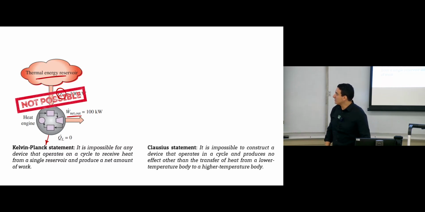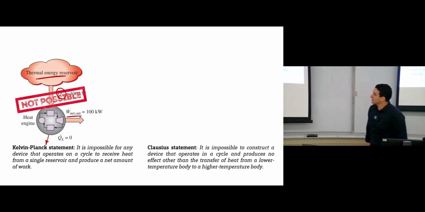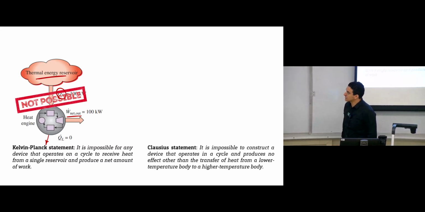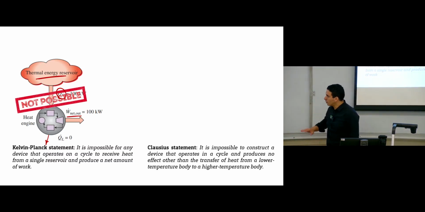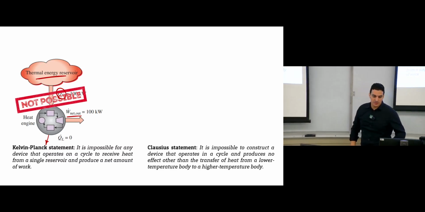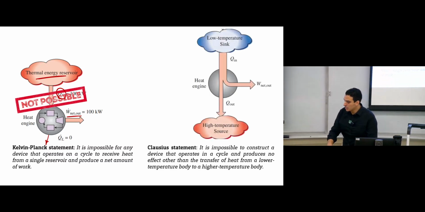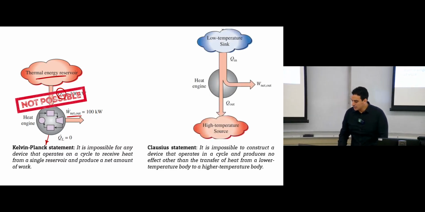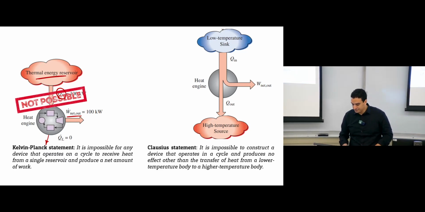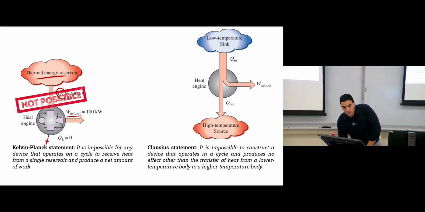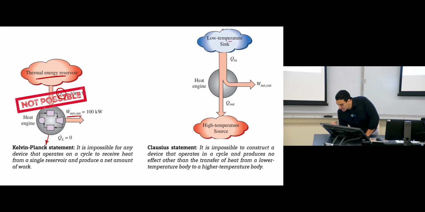Then the other statement, Clausius' statement. Clausius' statement says it's impossible to construct a device that operates in a cycle and produces no effect other than the transfer of heat from a lower temperature body to a higher temperature body. So let's put it on a diagram. What did Clausius say? If you remember the heat engine, here at the top we have the high temperature source, and here at the bottom we have the low temperature sink.